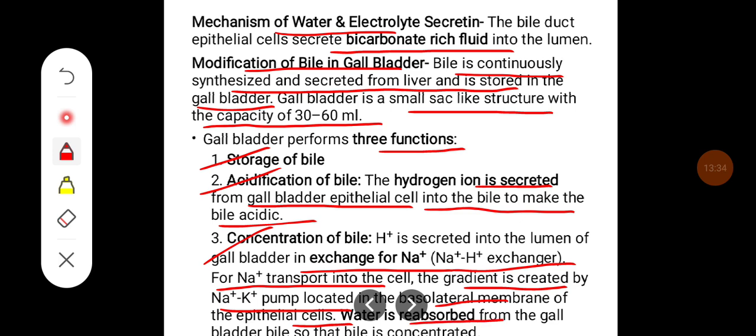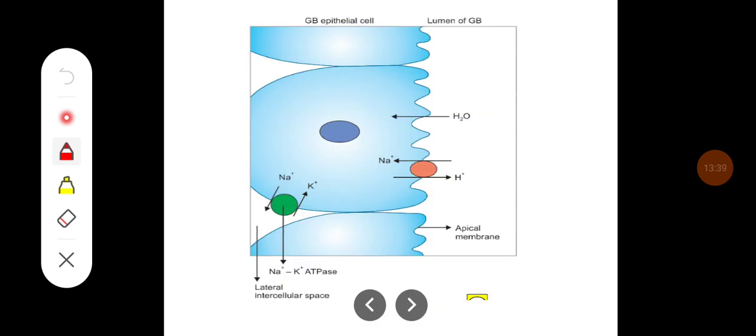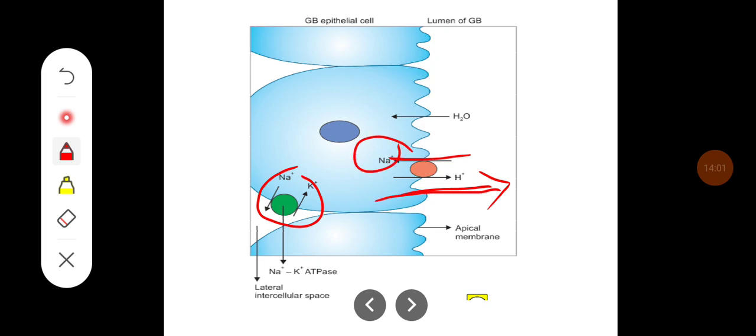Water is reabsorbed from the gallbladder so that the bile gets concentrated. So this is how there will be absorption of the sodium and excretion of the hydrogen ion. That occurs mainly because of the sodium potassium pump, which creates the gradient for sodium, and sodium moves in. With that, the H plus ion is antiported. With the movement of the sodium, water also moves inside. So that makes the luminal secretion more concentrated.